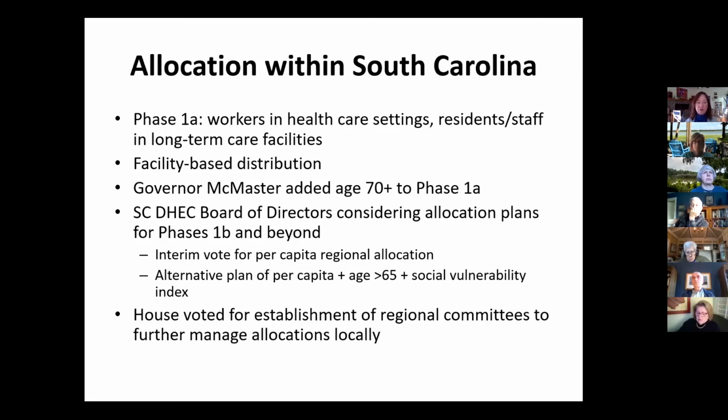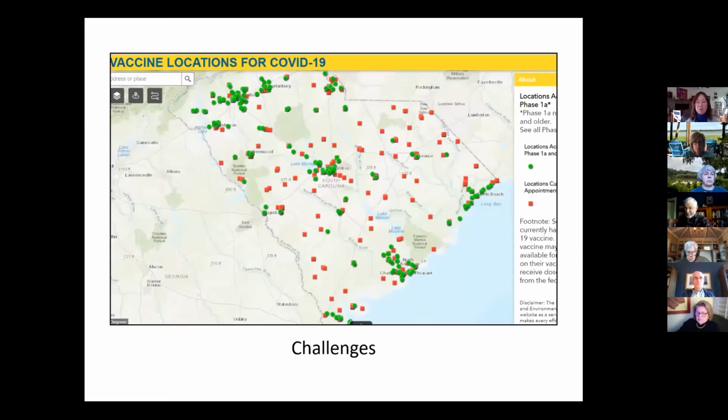So the alternative plan that was suggested is not only per capita, but also taking into consideration regions, counties by age, and also something called the Social Vulnerability Index. The House has also voted, I think, I'm not sure if this was also mentioned, on the establishment of the 4 regions in South Carolina, regional subcommittees that would help to further manage allocations locally. But that is being voted on in the Senate as well.